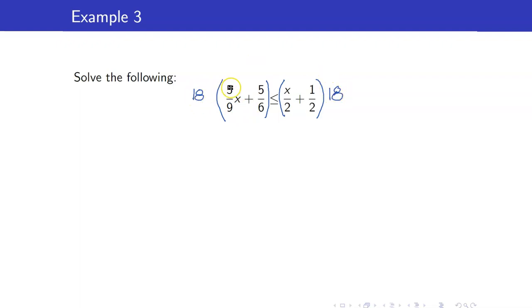So we have 18 times 5 over 9x is 10x, plus 18 times 5 over 6 is 15, less than or equal to x over 2 times 18 is 9x, plus 1 half times 18 is 9. I will collect all the x on this side.